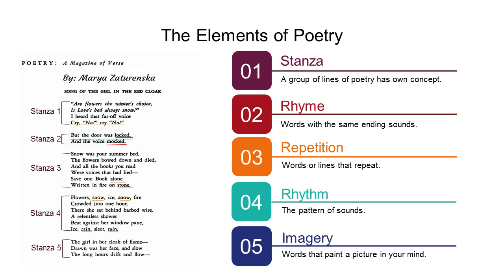And the last is imagery. Imagery is words that paint a picture in your mind. For the example in the poetry, we can see in stanza number 2: but the door was locked and the voice mocked.